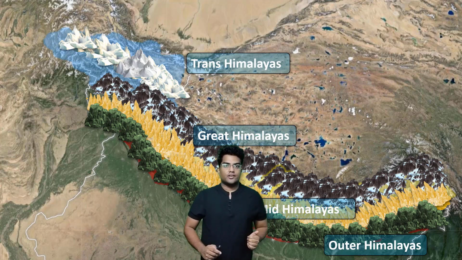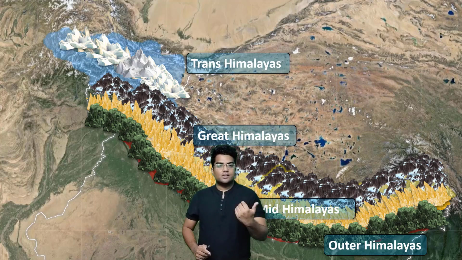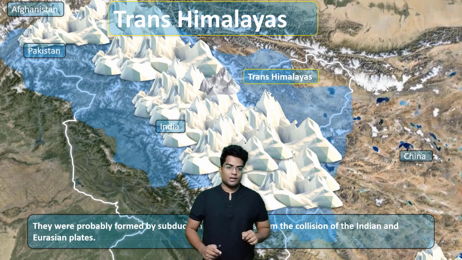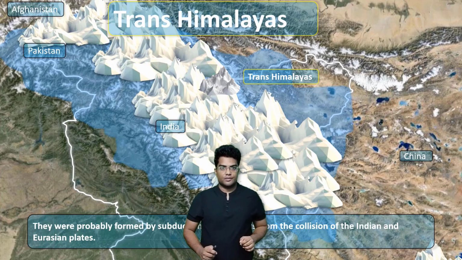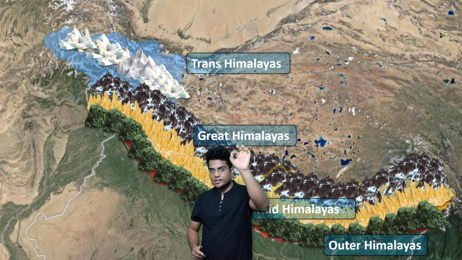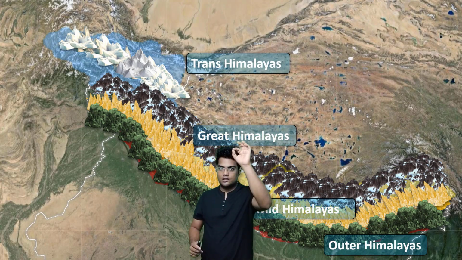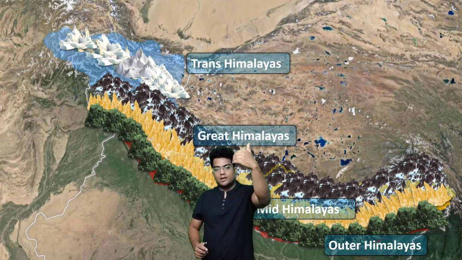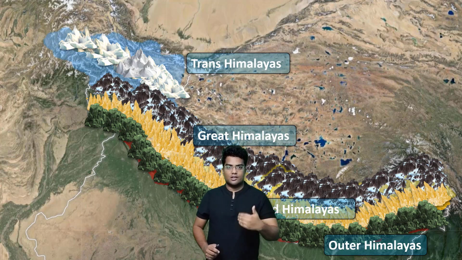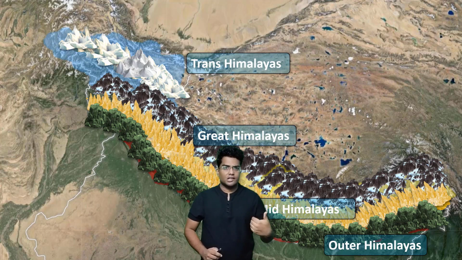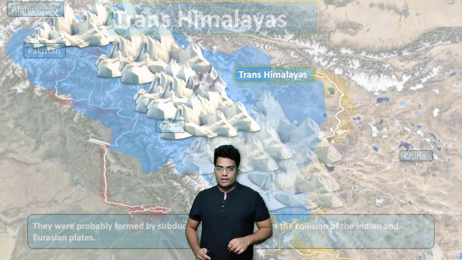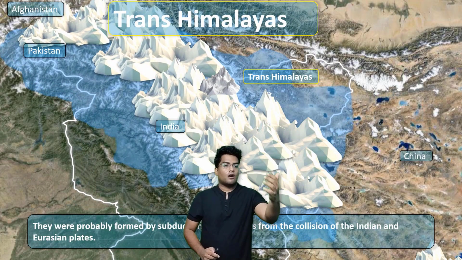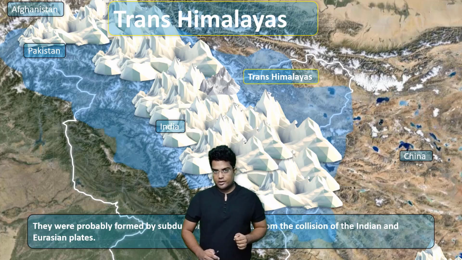Now, we are essentially interested in the Zaskar range. Zaskar range basically comes in the Trans-Himalayas. If you have noticed, the Trans-Himalayas comes at the top, the northernmost Himalayas. The whole Kashmir Ladakh region essentially comes under the Trans-Himalayas, Gilgit-Baltistan, all those regions. And it covers parts of Afghanistan, Pakistan, India and China.